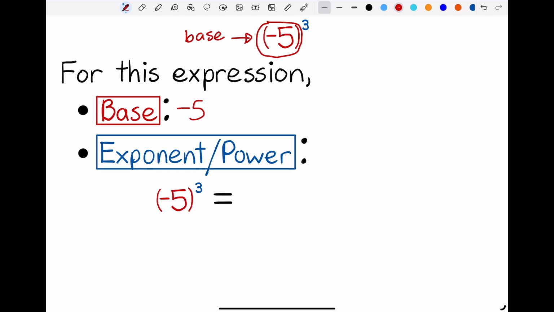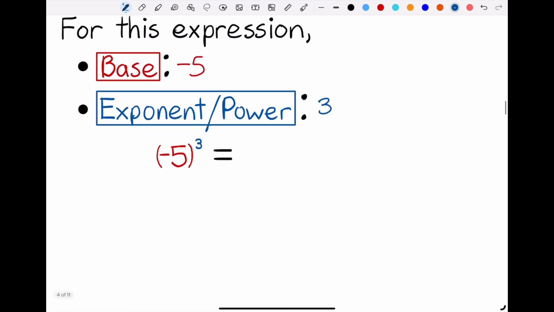So there we go. Since the 3 is written smaller than the negative 5, and it's also in the upper right hand corner, that tells us that 3 is our exponent. And we could label the 3 here as our exponent. And remember, you could also say 3 is our power. Alright, so now we have all the information we need to expand our expression.